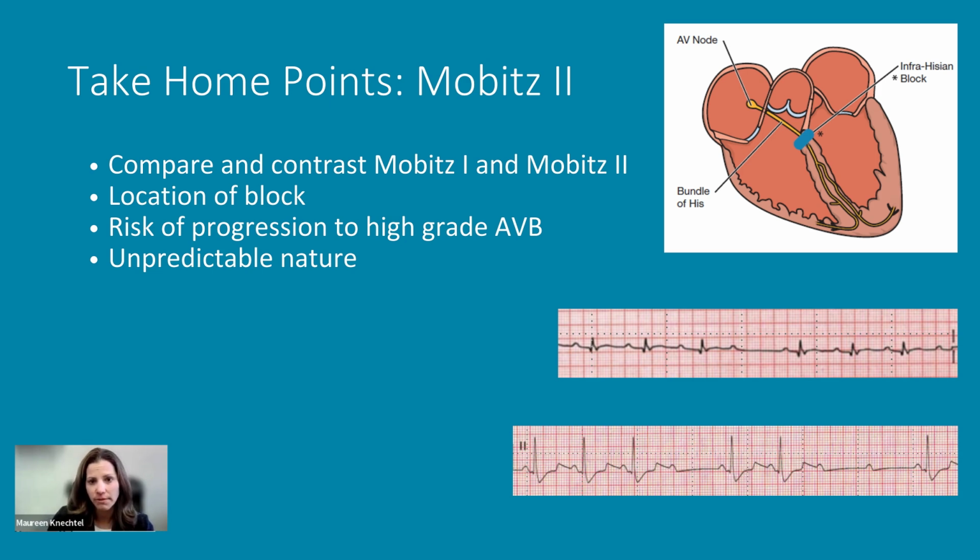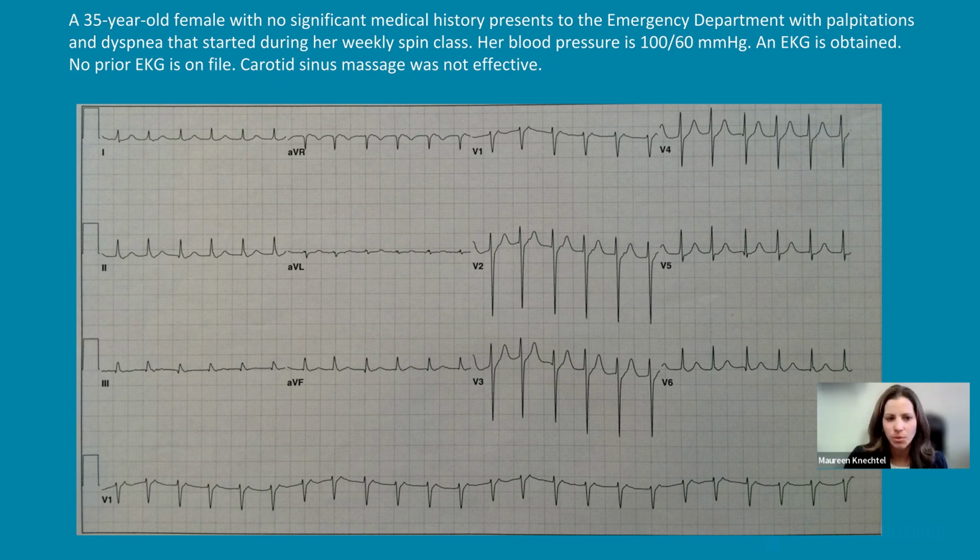So that's a potentially reversible cause. Anytime you see this, you want to look for reversible causes, think about the potential for ischemia, and then initiate your workup. Okay, next one.